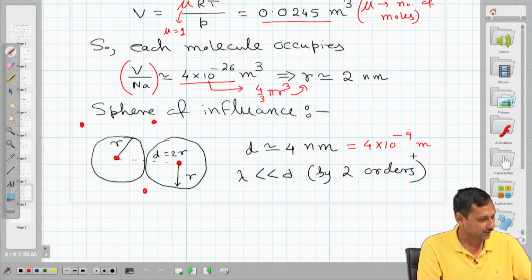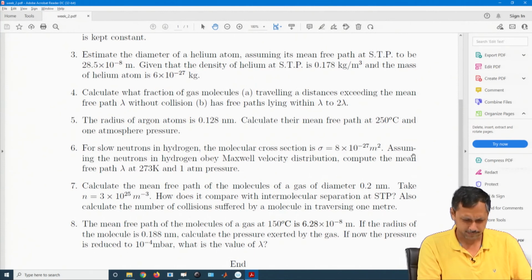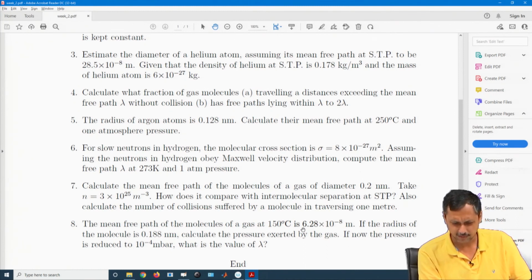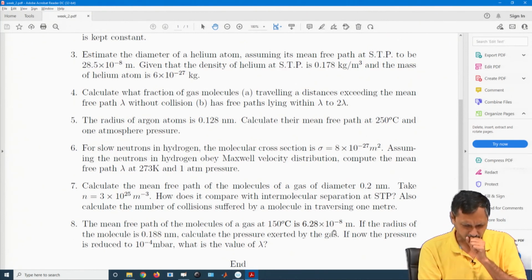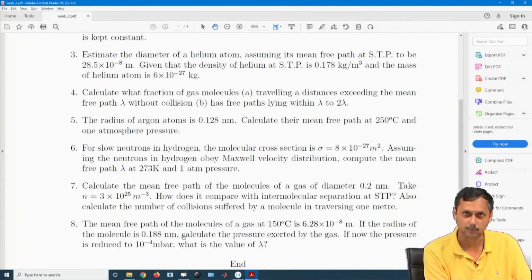And then we have a last problem which I have not solved. Once again, it is a very easy problem. The mean free path of the molecule of a gas at 150 degree centigrade is 6.28 into 10 to the power minus 8 meters. If the radius of the molecule is 0.188 nanometer, once again you see this is one order of magnitude shorter than the typical intermolecular separation. Calculate the pressure exerted by the gas. This we can very easily do. Now, if the pressure is reduced to 10 to the power minus 4 millibar, what is the value of lambda?